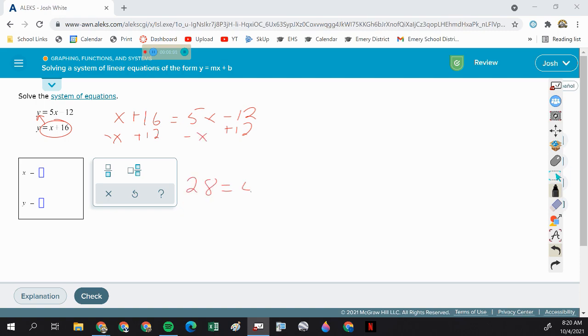28 equals 4x. Divide by 4, and x is 7. So my answer is 7 comma something. Then I'll plug that 7 back in. Does it matter which equation I plug it into? Yeah, it doesn't matter. The bottom one's certainly easier. We stick the 7 right there. 7 plus 16 is going to be 23. Okay, we get that?